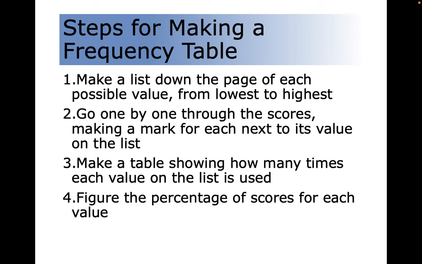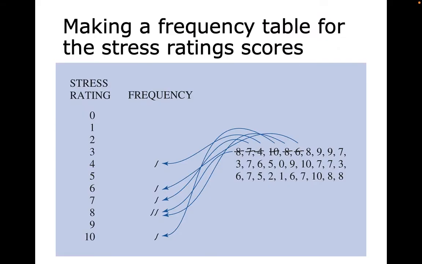So here are the steps. If we're doing this on paper, you would just make a list down the page of each possible value from the lowest to the highest. Go one by one through all of your scores, making a mark next to its value on the list. Then make a table showing how many times each value on the list is used, and then figure the percentage of scores for each value. And so that's what we would do, is essentially we just make a column that has all the possible values, and then we just start tallying how many of these scores had each of the values.